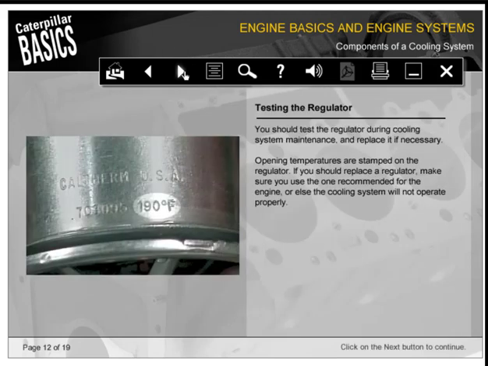You should test the regulator during cooling system maintenance and replace it if necessary. Opening temperatures are stamped on the regulator. If you should replace a regulator, make sure you use the one recommended for the engine, or else the cooling system will not operate properly.